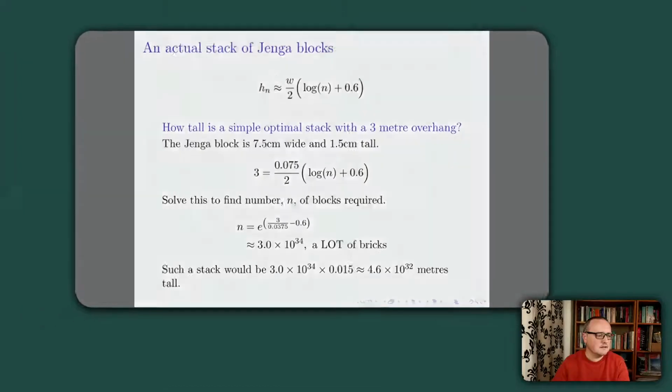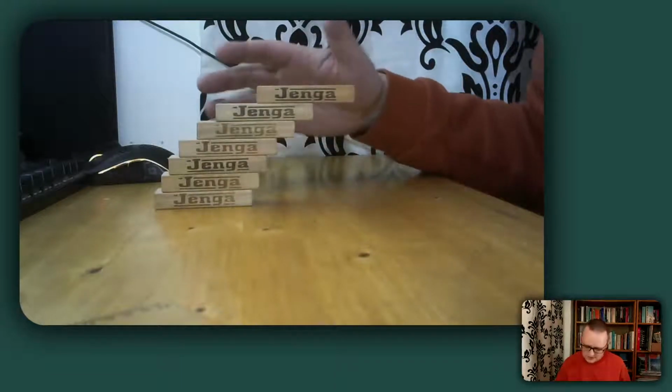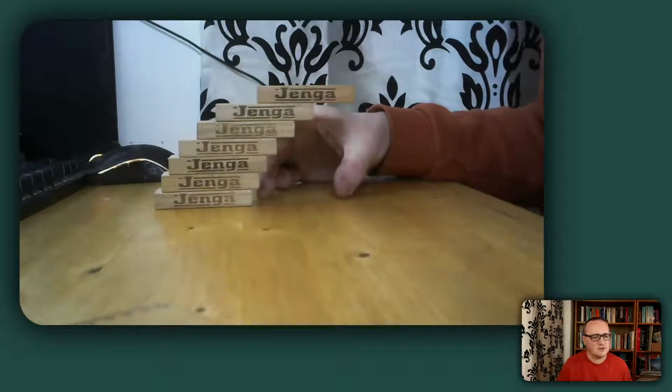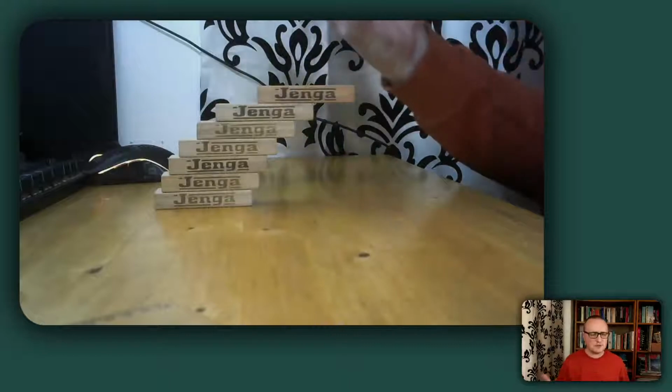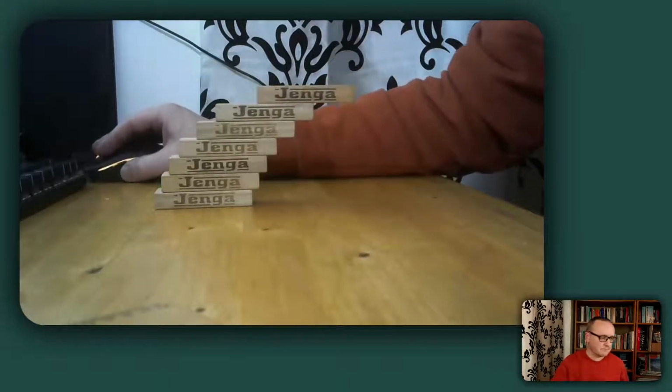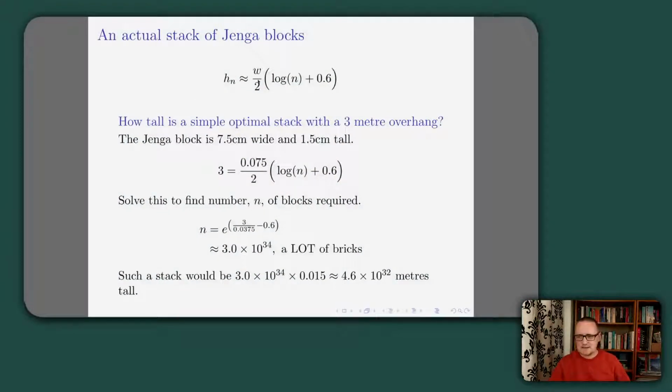Now, as I keep saying, our demo block here of 7 or 8 blocks, however many we have here, got an overhang of just over W. Our argument has shown that in principle we should be able to achieve any overhang whatsoever. So let's set ourselves a little challenge. Can I build, or what kind of stack like this, like the demo one we built, would have a 3 meter overhang?